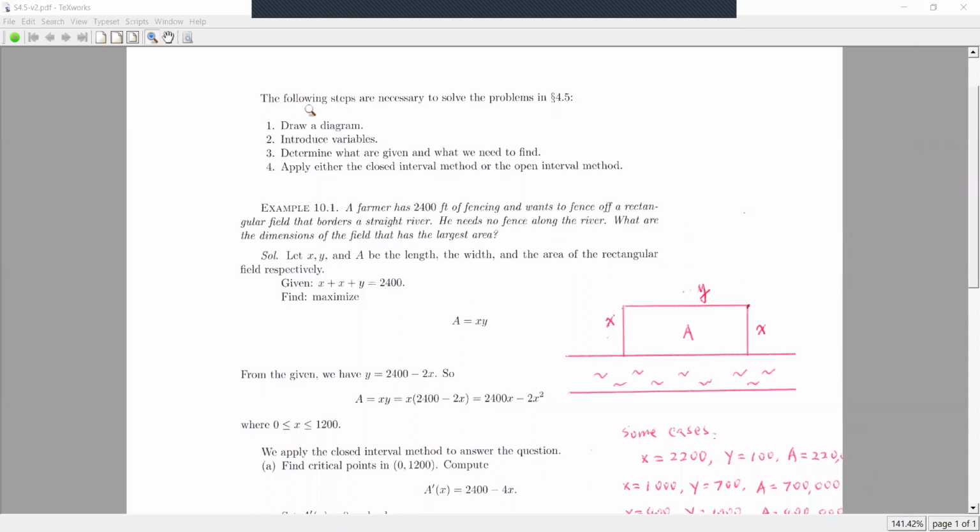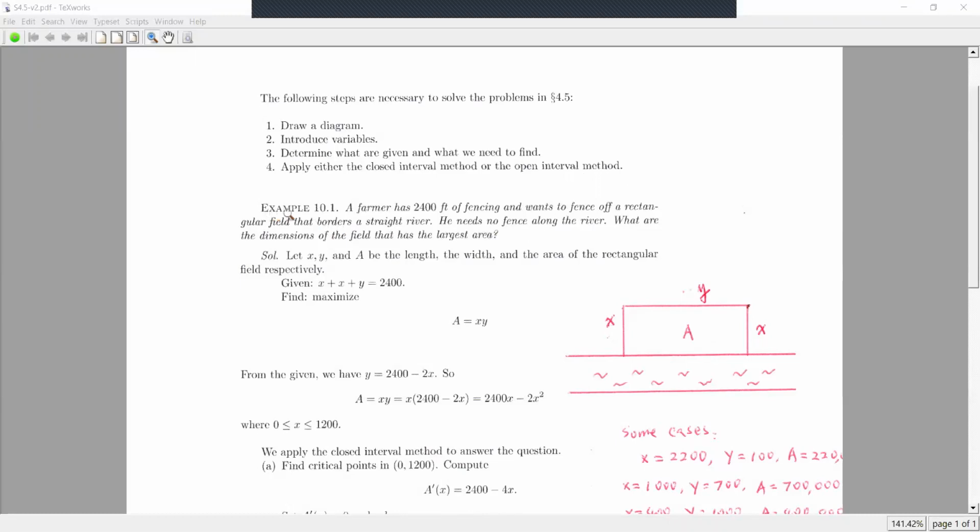I suggest the following steps to solve the problems in section 4.5. Step 1, draw a diagram. Step 2, assign variables. Step 3, determine what is given to us and what we need to find. Step 4, apply either the closed interval method or the open interval method to solve the problem.